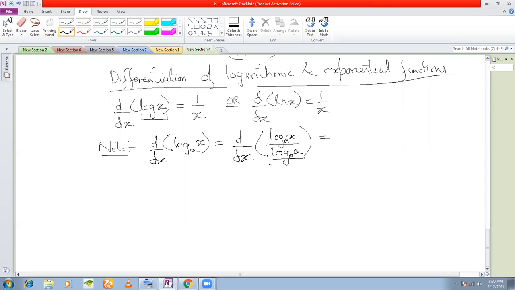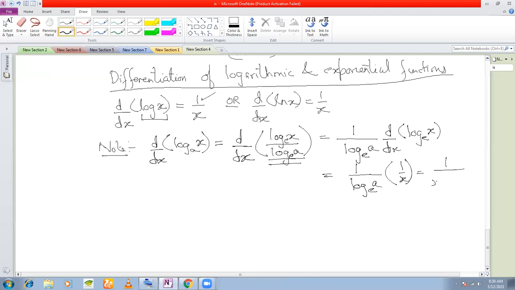Now this part, the denominator part, is a constant, so you can take it out of the differentiation. So 1 by log a to the base e into d/dx of log x. Now you know the differentiation of natural log is 1 by x. So this becomes simply 1 by log a to the base e into 1 by x, which is 1 by x log a to the base e. Any question here?